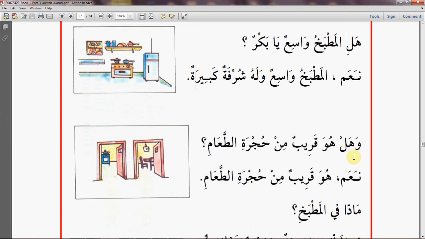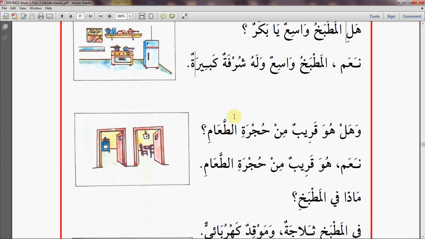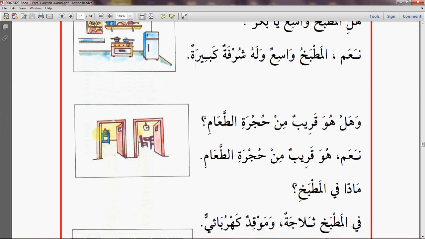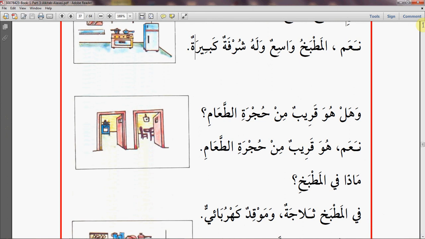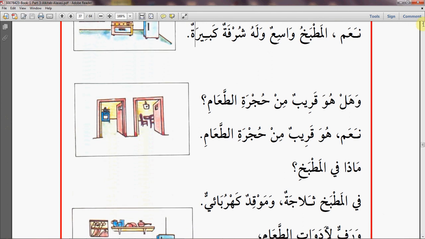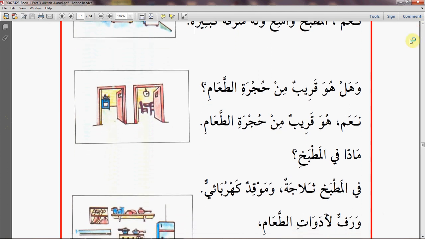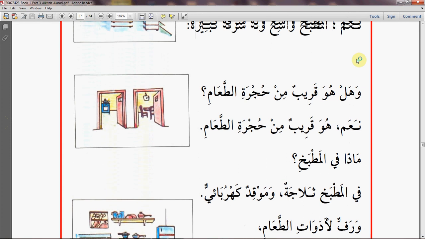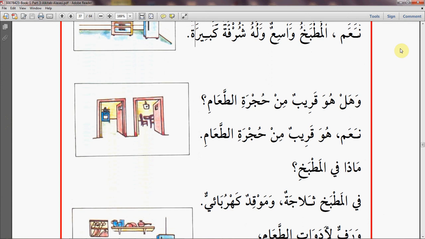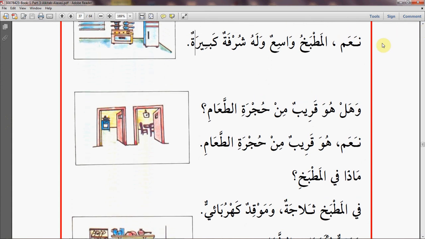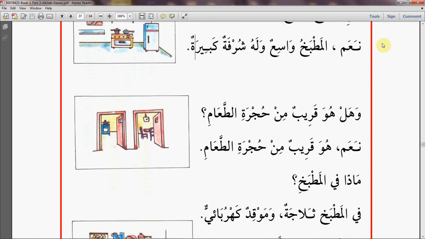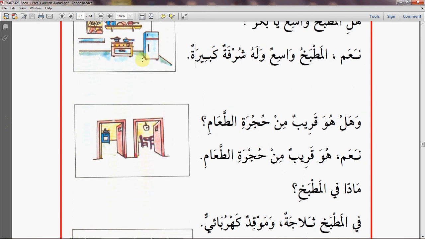Now look at the second picture here. You can find two rooms. One of them is still the kitchen. Now in the kitchen here, in the first picture, sorry, you can find a lot of things. Could you describe these things? Give yourself a little pause and try to remember the vocabulary of the things that you can find in the kitchen here.